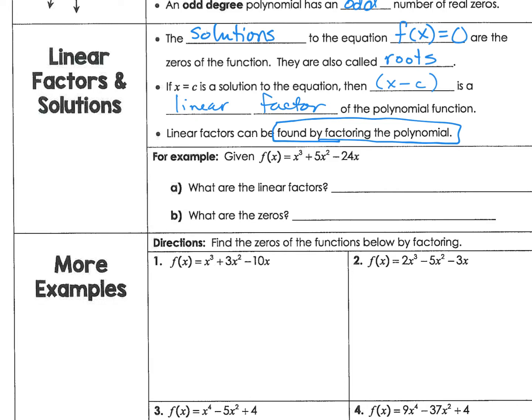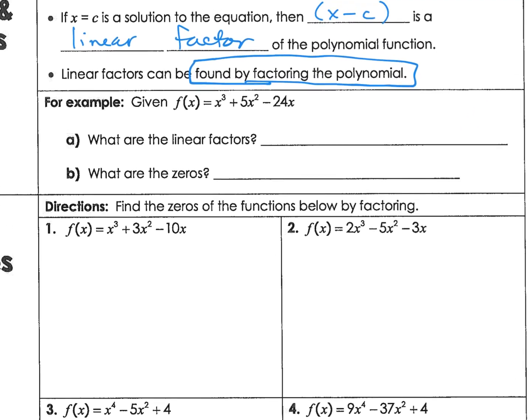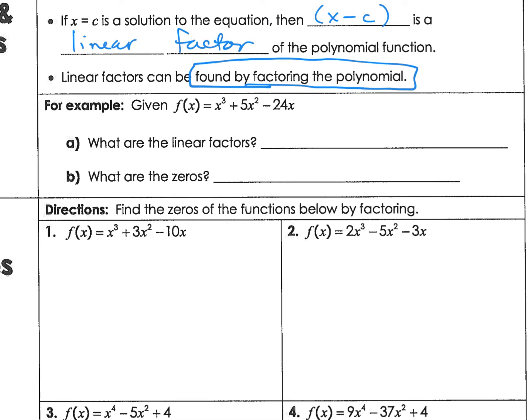So let's do this. So let's factor. For example, we're given f of x equals x cubed plus 5x squared minus 24x. Now some of you struggled with factoring before. Hopefully it's getting better and you feel a little stronger with it. So what's the first thing I can factor out of this? X, can't I? Sure enough, x. That leaves x squared plus 5x minus what?